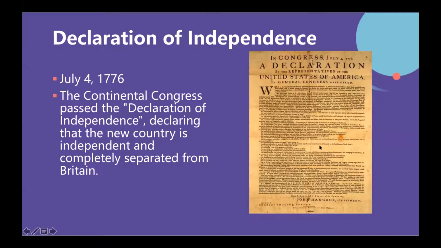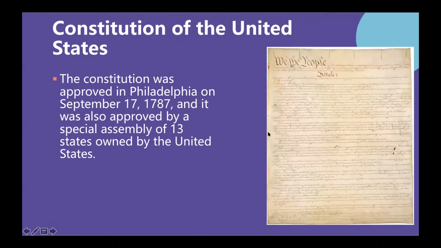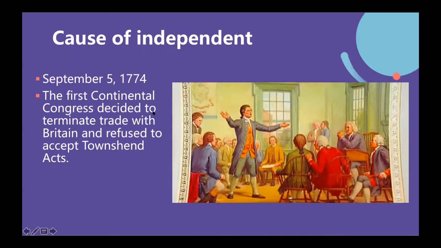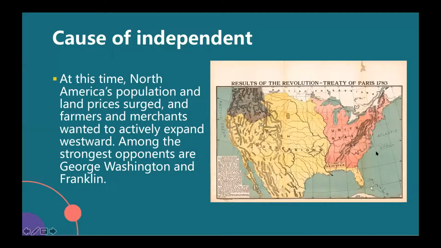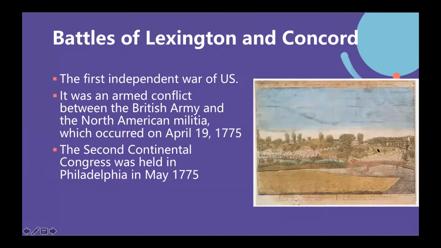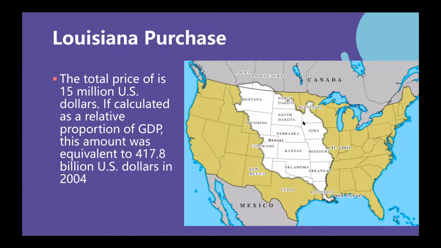And after that, they also made laws, so we're going to talk about the Constitution of the United States. This is a series of laws approved in Philadelphia in 1787, September the 17th, and also approved by 13 states of the United States. When the United States formed as an official country, this was the territory of the United States at that time.